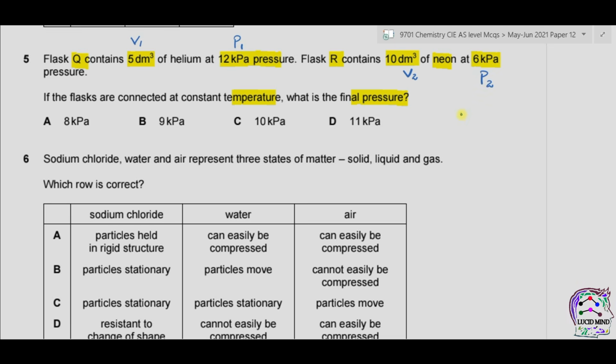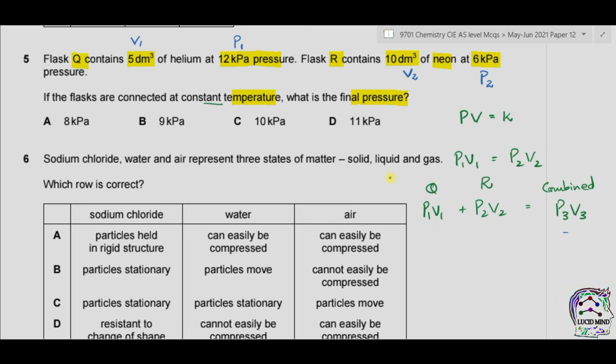Now according to Boyle's law, at constant temperature, which is given, pressure into volume is always constant. This means that P1 into V1 will be equal to P2 into V2. In this case, we have Q and R flasks that are connected together, so we can write P1V1, which is for flask Q, plus P2V2, which is for flask R. It is equal to, when both are combined together, P3 into V3.